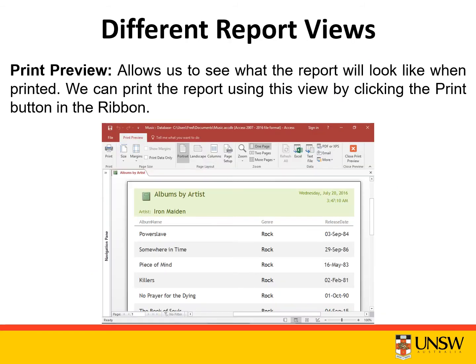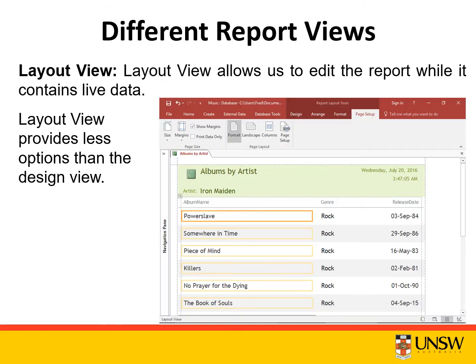The next step after creating a report and adding content in different sections is customizing the report. There are 4 views for editing and viewing the report. The first one is print preview that shows the report output, and we can use it to print the report. The second view is the layout view that can be used to edit the report. Since this view shows live data, it's an appropriate view for adjusting the size of the columns. But like the form layout view, it provides less editing feature in comparison with the design view.